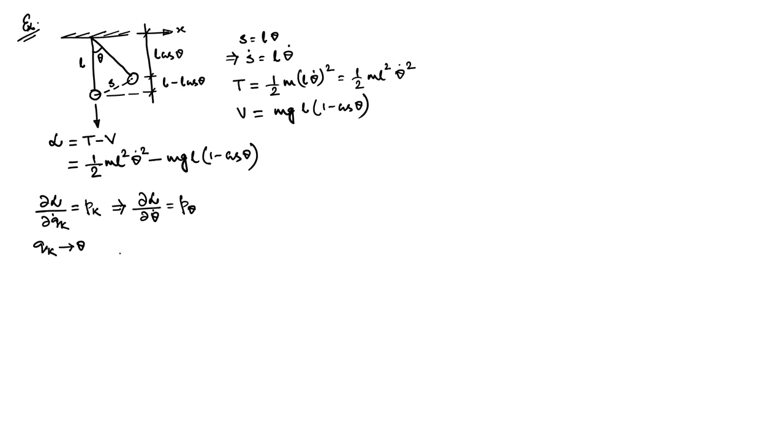So, if that is the case, then what is p theta? P theta is equal to the partial differential of L with respect to theta dot. Now, if we do that, we have to differentiate this expression of the Lagrangian with respect to theta dot. If we do that, we will get m L square theta dot. So, if I differentiate p theta, the generalized momentum, with respect to t, what we will have is m L square theta double dot.